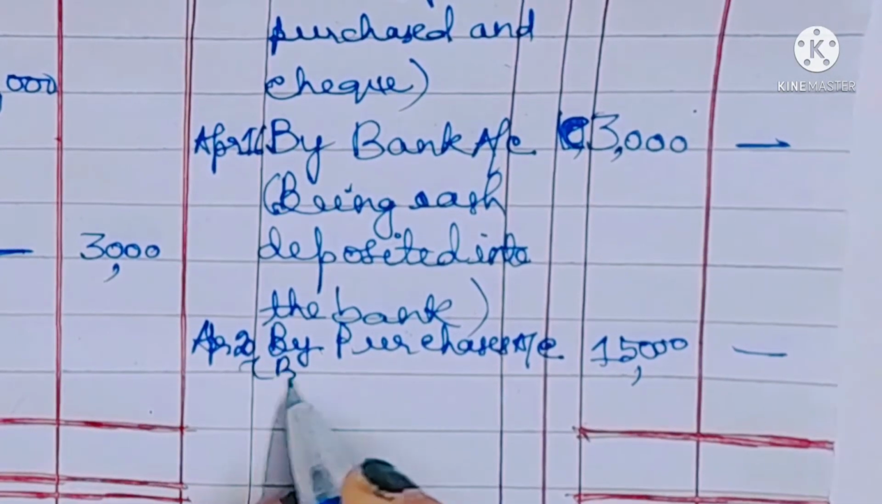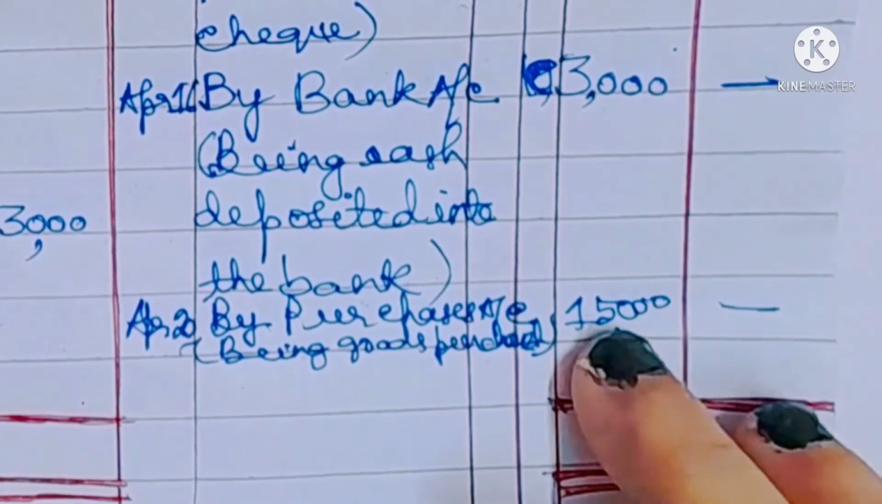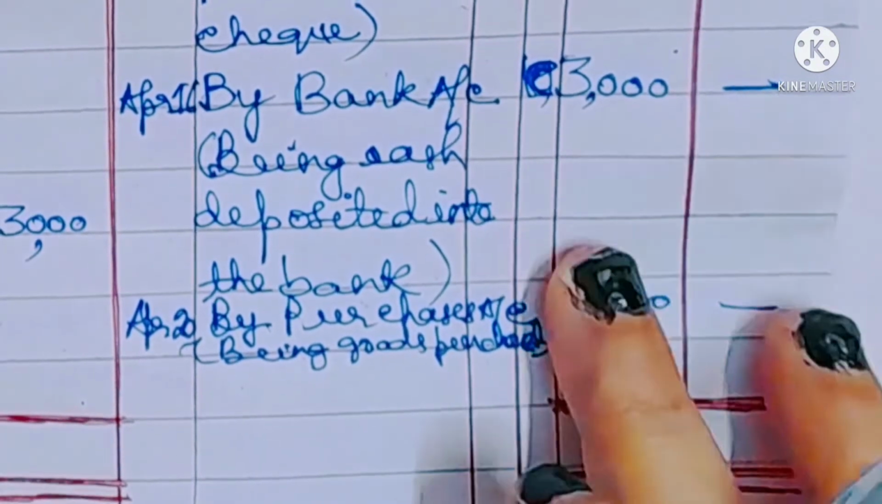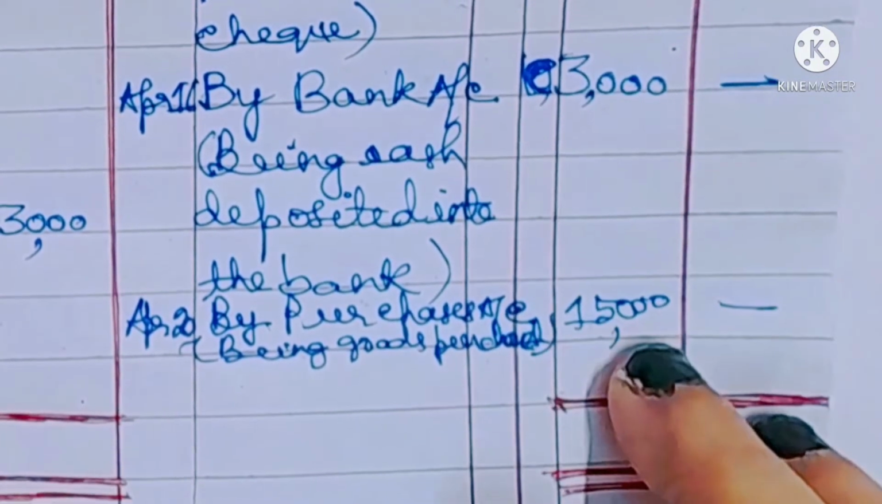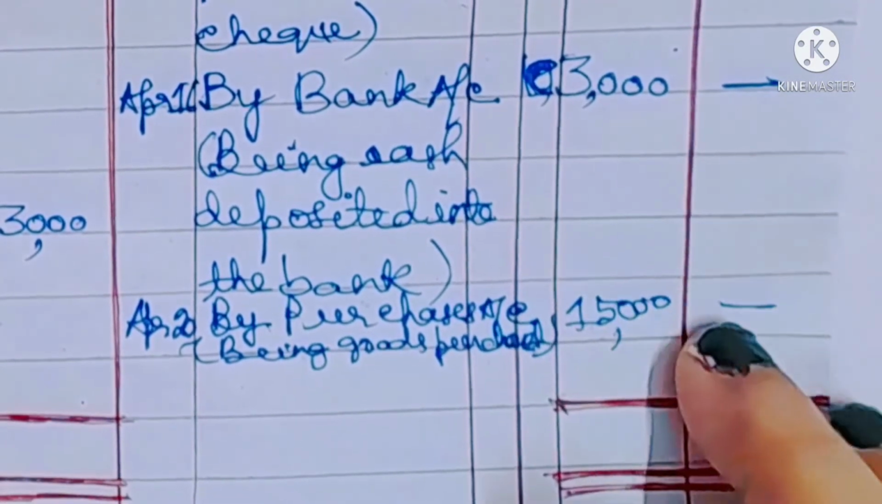Being goods purchased for cash. Moreover, the cash column represents the cash account. The cash account comes under real account. According to real account, what goes out is credit. Here, when goods are purchased, cash goes out from the business. So, 15,000 will be credited.